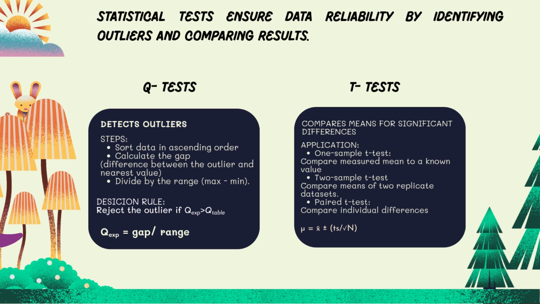We are done with the Q-test. Next, let's look at the T-test. The T-test compares means for significant differences. It has three applications: the one-sample T-test, which compares a measured mean to a known value; the two-sample T-test, which compares means of two replicate datasets; and lastly, the paired T-test, which compares individual differences.